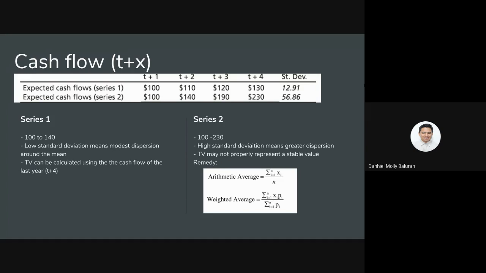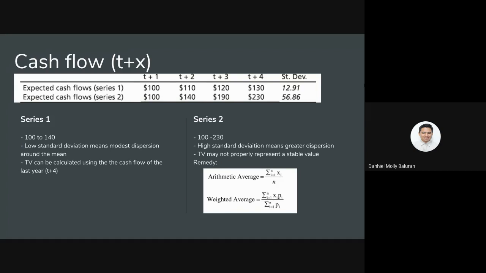So in Series 1, since there's a lower standard deviation, TV can be calculated using the cash flow of the last year. So dali lang. Okay, we're sure man consistent. However, in Series 2, the terminal value may not properly represent its stable value. However, don't worry, there's a remedy to that, because in real life scenarios naman, dili man jud consistent because the market is volatile and so on. However, there are remedies by using the arithmetic average. So through the arithmetic average, we can solve by 100 plus 140 plus 190 plus 230 divided by 4.